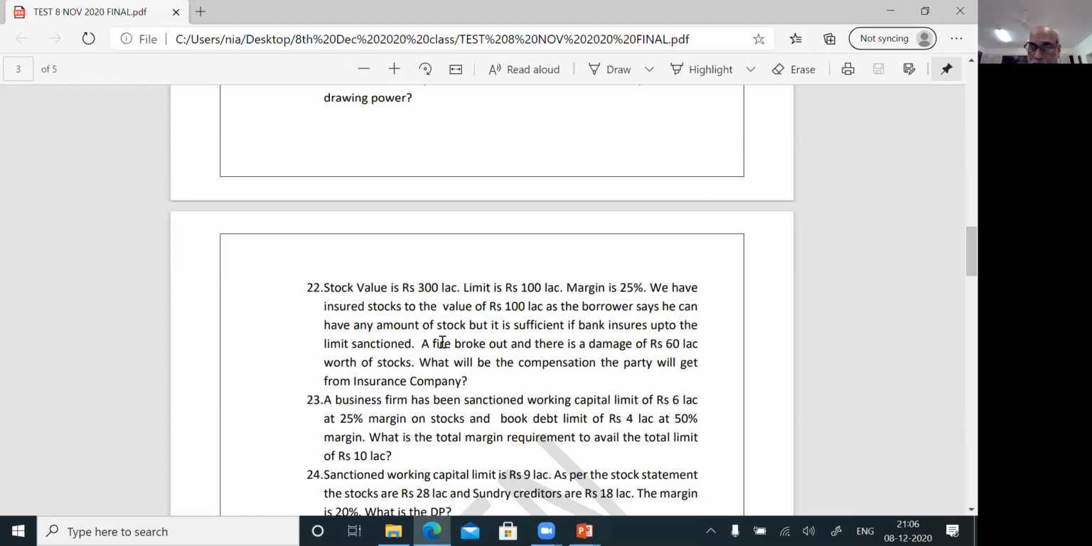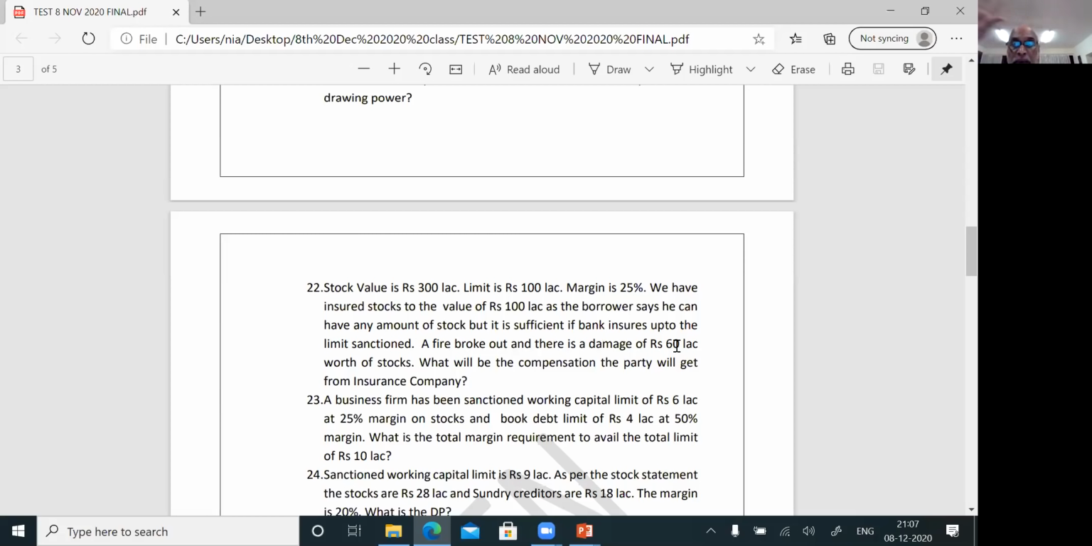Suppose in that case, what happens? A fire broke out and there is damage of 60 lakhs worth of stock. What will be the compensation the party will get from the insurance company? See, what is the stock value, sir? 300 lakhs. For how much are you insured, sir? Only for 100 lakhs. What is the loss? 60 lakhs. Even though you are insured for 100 lakhs, the loss is less than the insured amount.